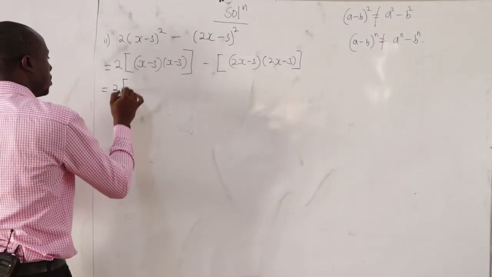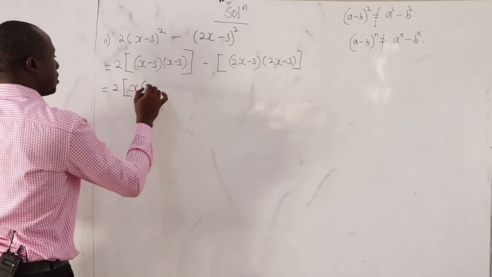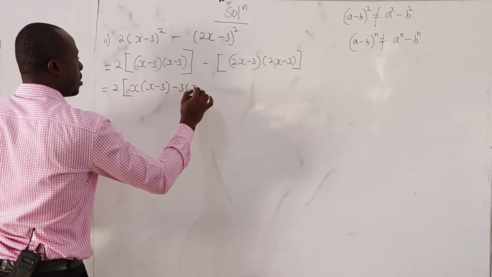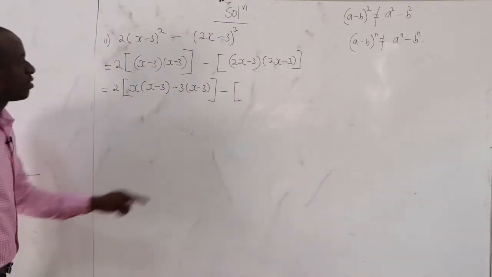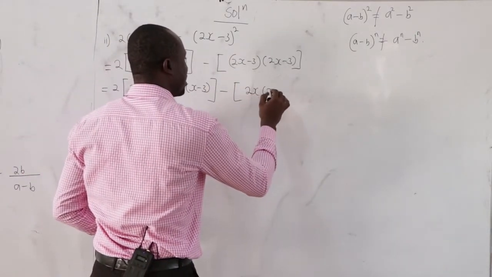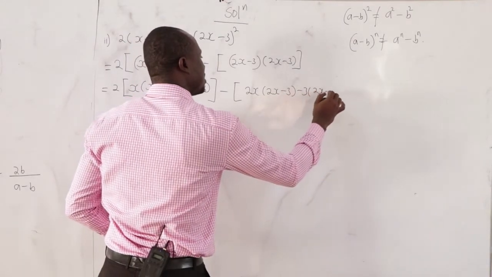I have 2 outside here. Now expanding this, I have x, and then I have x minus 3. And I have negative 3x minus 3. Minus. Now over here we have 2x multiplying everything here. So we have 2x, and then this is 2x minus 3. Minus 3, we have 2x minus 3.